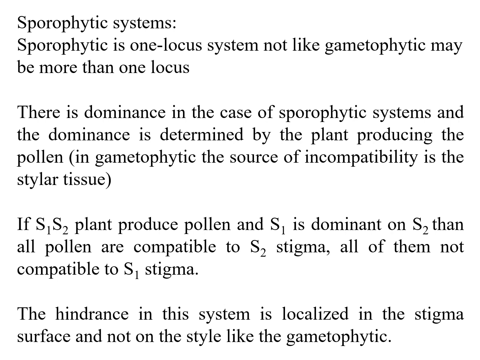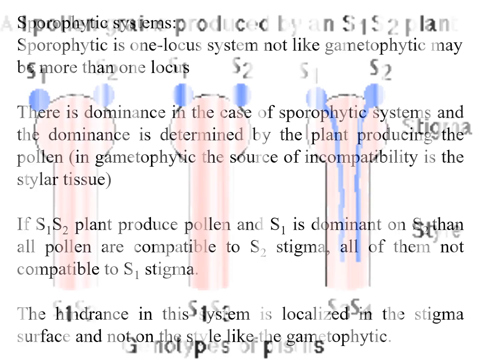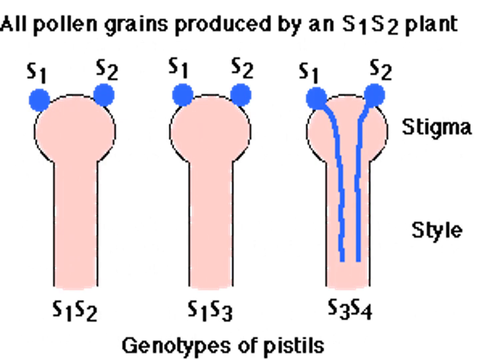The other difference between sporophytic and gametophytic is that the hindrance of the gametophytic, as we said before, is found in the stylar tissue, while for the sporophytic, it is found in the stigma surface. I will explain the sporophytic system here on this figure.